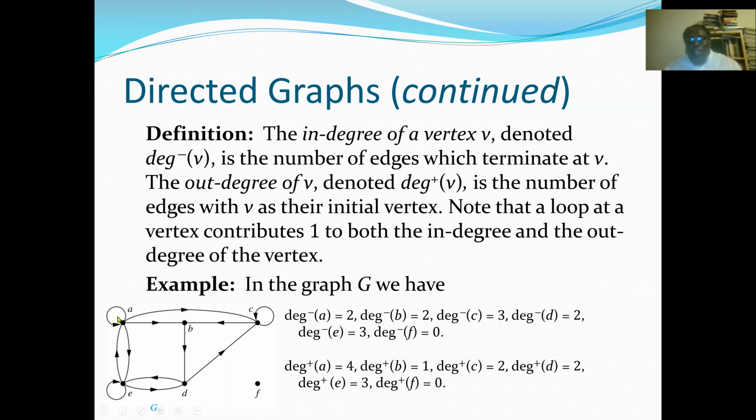We can see right here that the loop is 1. From A to B is out. From A to C is also out. And from A to E is also out. Plus the loop, that gives me 4.